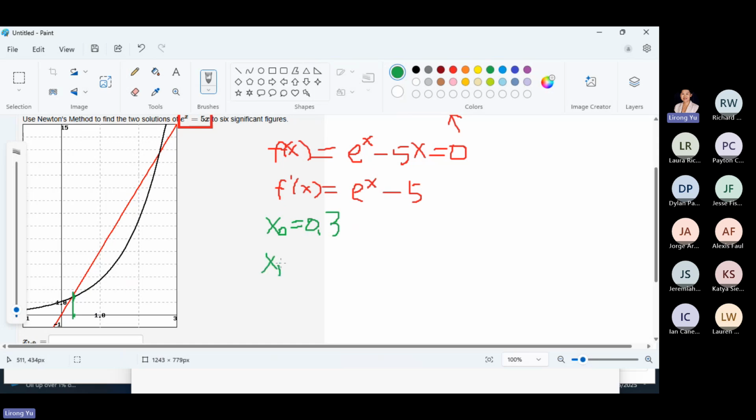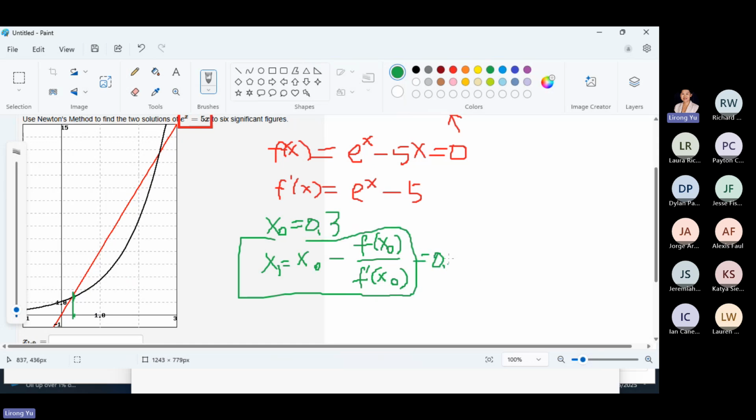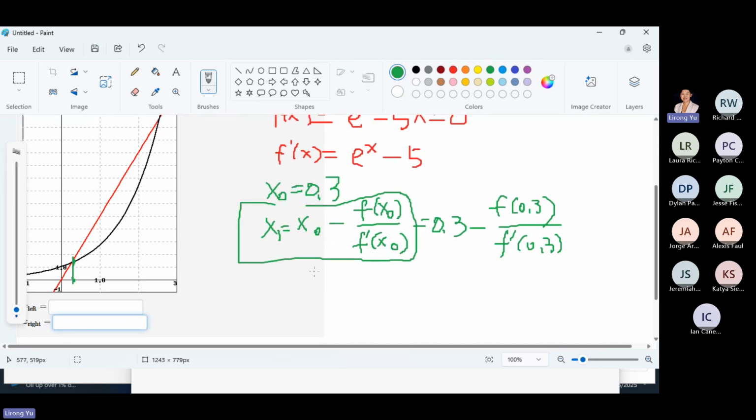You can start with x1 equal to x0 minus the function value at x0 divided by the derivative value at x0. So that would be the formula, Newton's formula. Then we start with 0.3 minus the function value at 0.3. It shouldn't be too far from 0 since we are choosing a number close to the solution already. And divided by the derivative at 0.3.